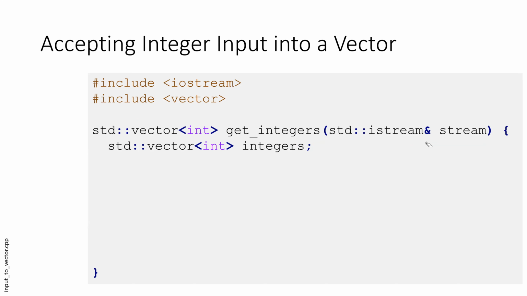So I'm going to need a temporary variable, and I'll call that variable integers, and it's going to be of type vector of integers. So this is like the start of my function. Now I need to write the actual code.